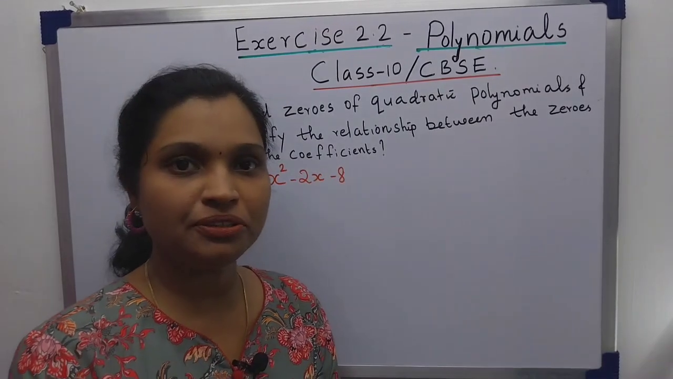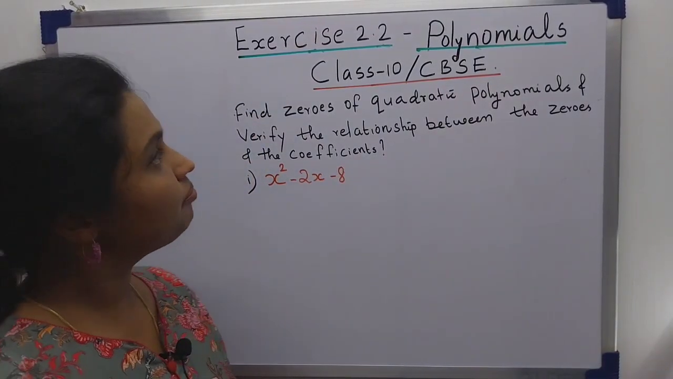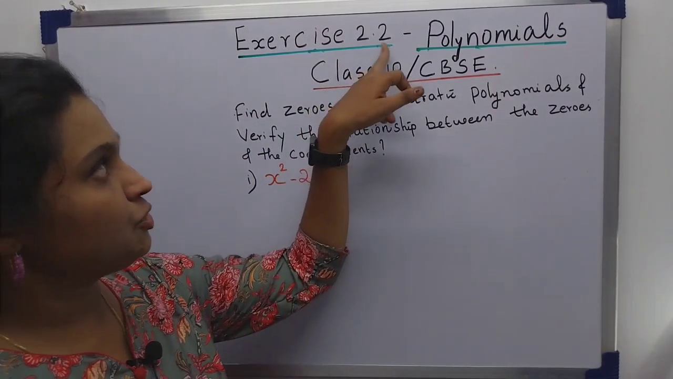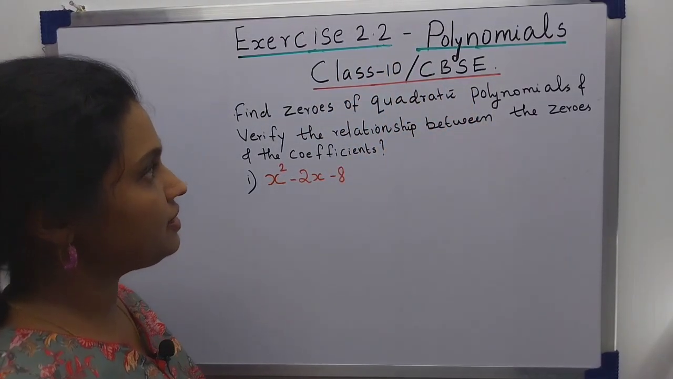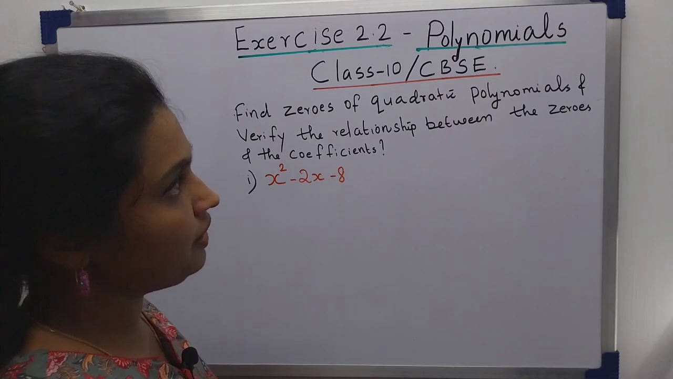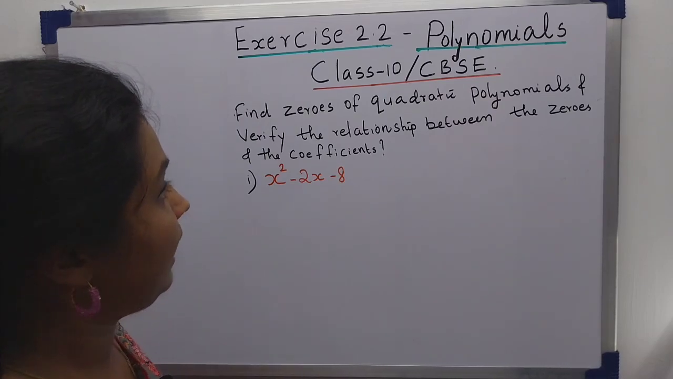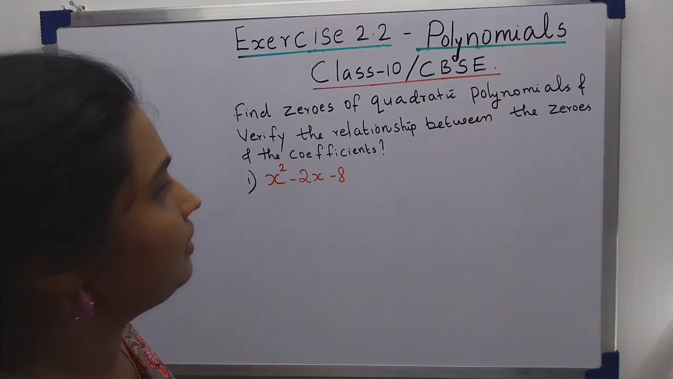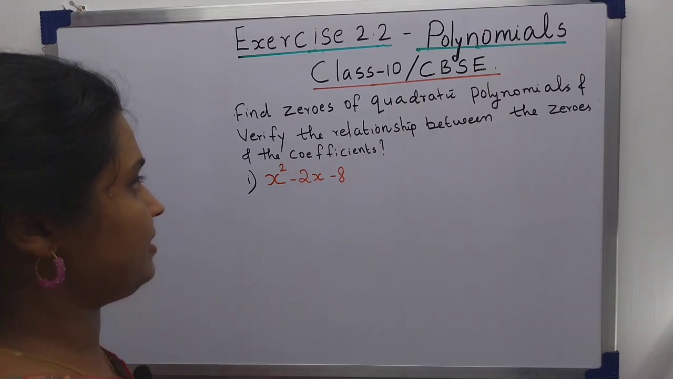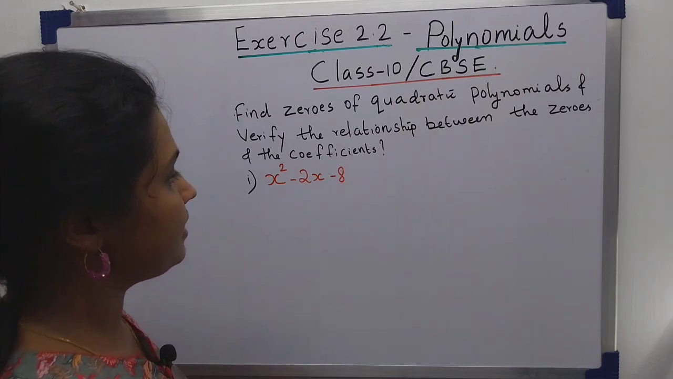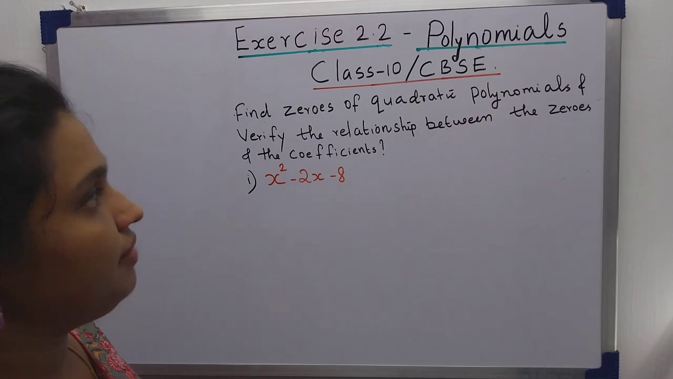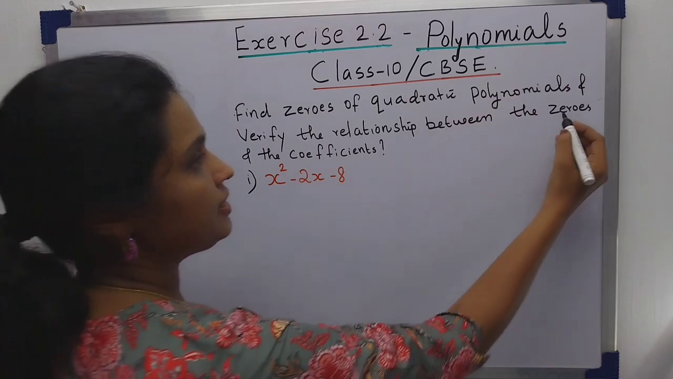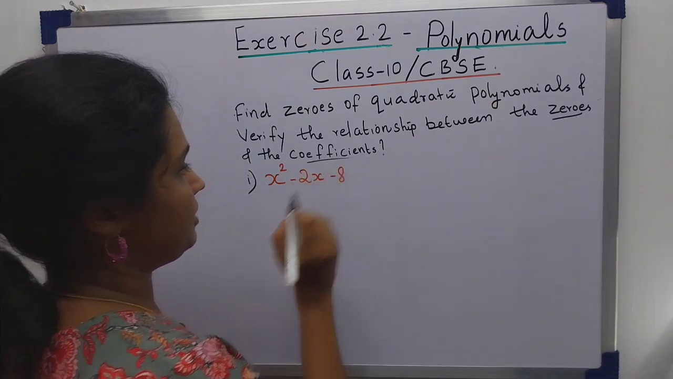Today I am going to take the topic regarding polynomials, exercise 2.2, class 10 CBSE. Here the question is, find the zeros of the quadratic polynomials and verify the relationship between the zeros and the coefficients. The polynomial is x square minus 2x minus 8. So we need to verify the relationship between zeros and the coefficients.